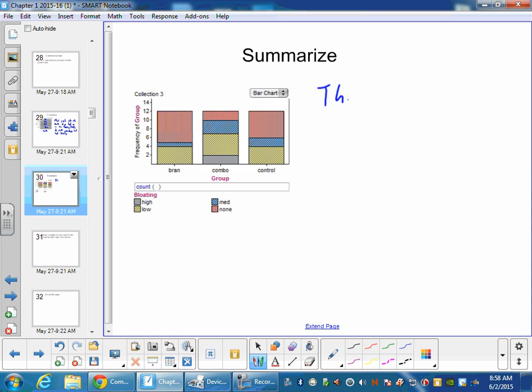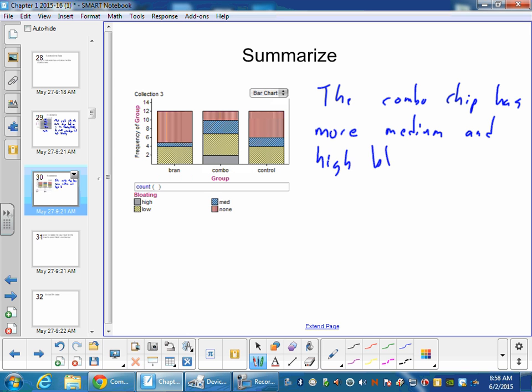So the combo chip has more medium and high bloating than the other two chips.